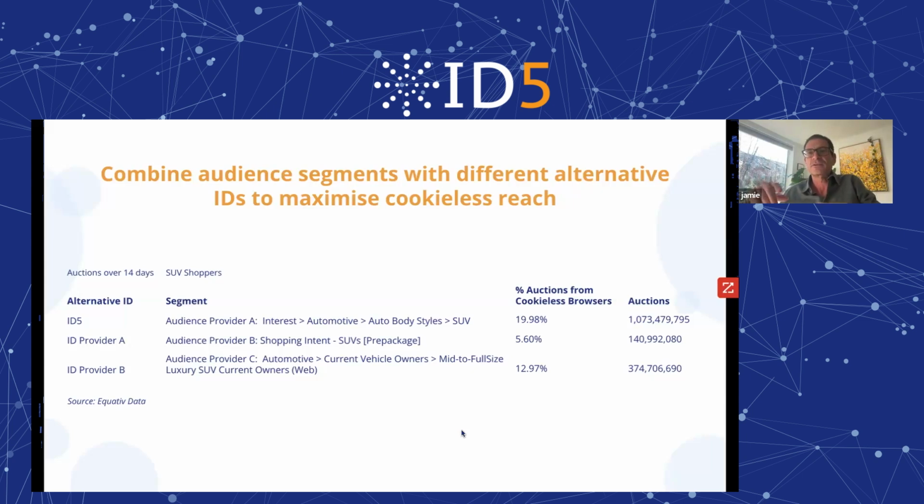The way we do it is all of our audience segments can contain one alternative ID. So imagine you're targeting SUV shoppers. In this case, we've loaded up 3 different SUV audiences from 3 different audience providers. Each provider uses a different alternative ID. That column with a percentage shows the percentage of total auctions that are in Safari and Firefox relative to the auctions in Chrome. And to me, those numbers are really, really great, right? So for the first audience, we're seeing 20% of all the auctions are in Safari and Firefox.